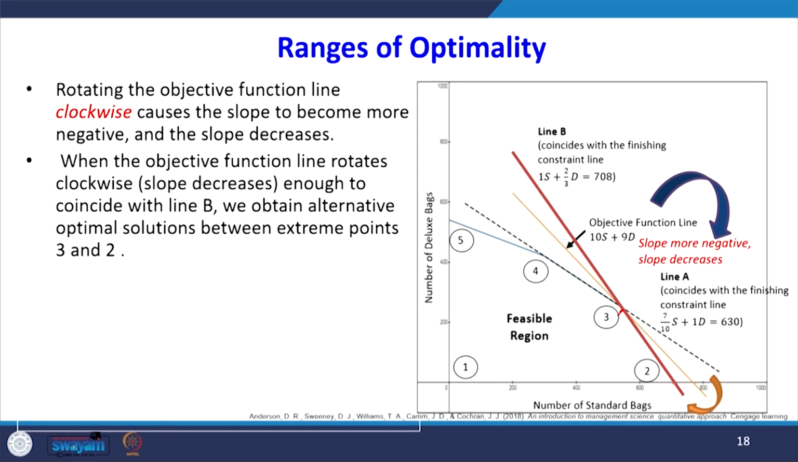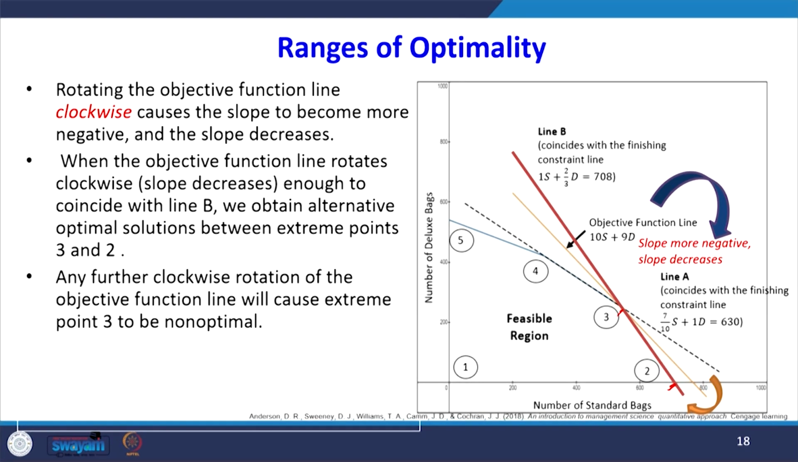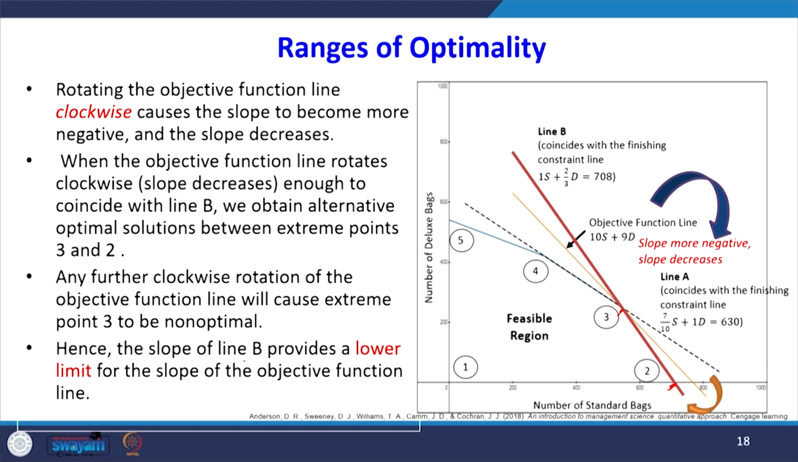So, in this region your objective function line will sit there. When it is coinciding, all these points between 2 and 3 will become your optimal solution. You will get multiple optimal solutions. Any further clockwise rotation of the objective function line will cause extreme point 3 to be non-optimal. So, if you rotate beyond this, 3 will not be your optimal solution. Hence, the slope of line B provides a lower limit for the slope of the objective function line.